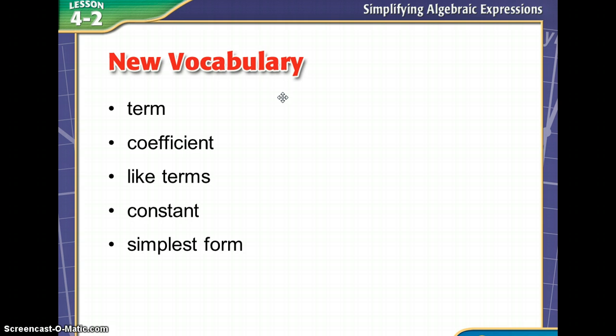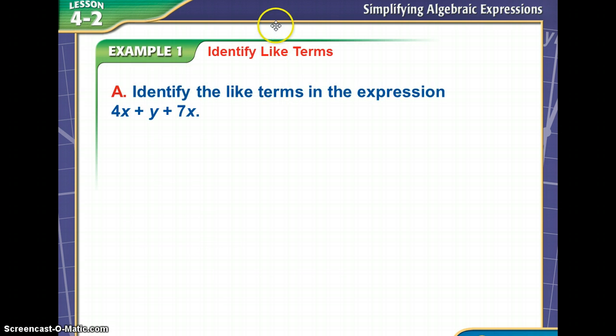Simplest form just means that you have combined all the like terms. Simplifying the expression is the process you're going to go through to get things into simplest form. Okay, so first off, we're going to begin by identifying the like terms in the expression. Remember, like terms, we are looking for terms that have the exact same variables.